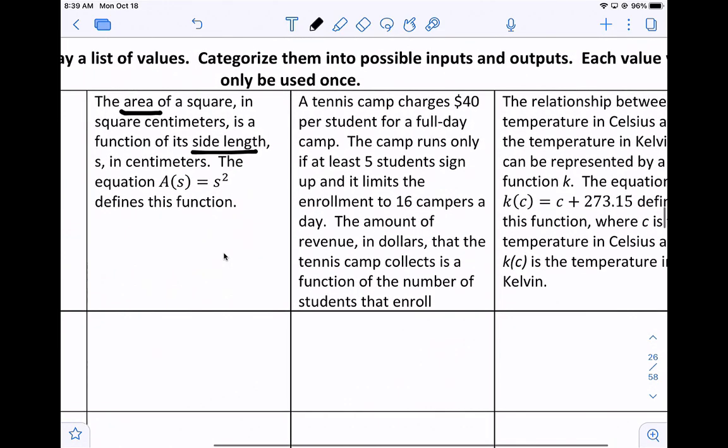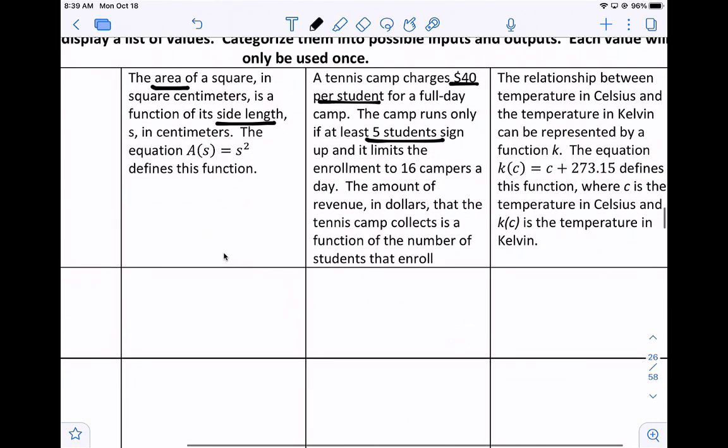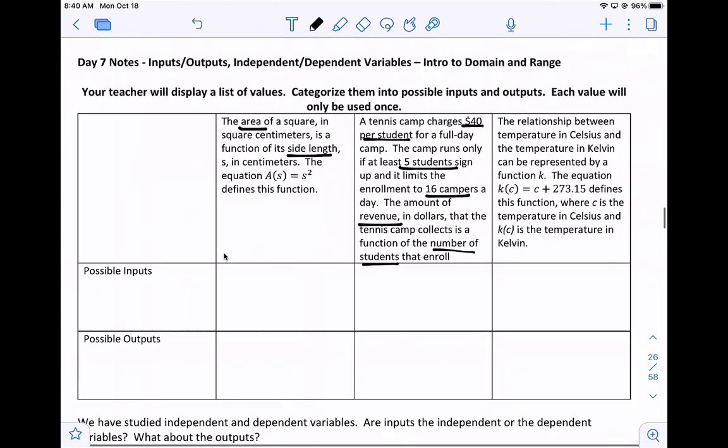The second one, a tennis camp charges $40 per student for a full day of camp. The camp runs only if at least 5 students sign up. It limits the enrollment to 16 campers a day. The amount of revenue in dollars that the tennis camp collects is a function. So the revenue is a function of the number of students.